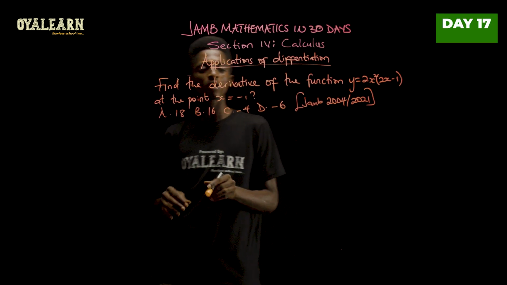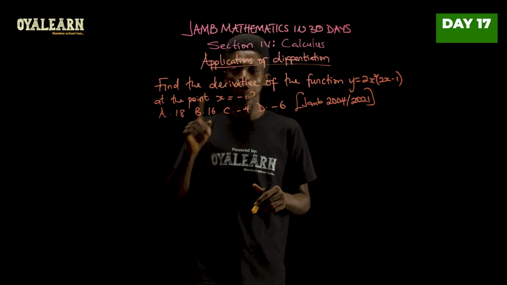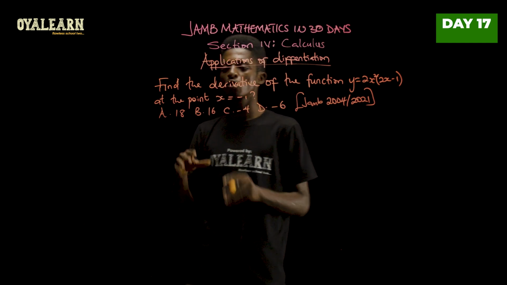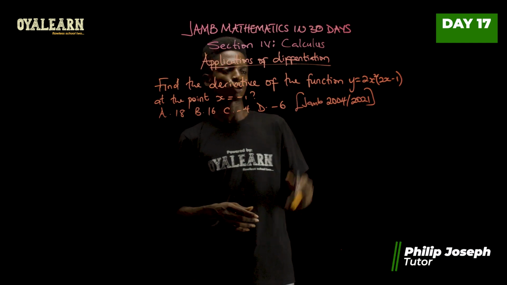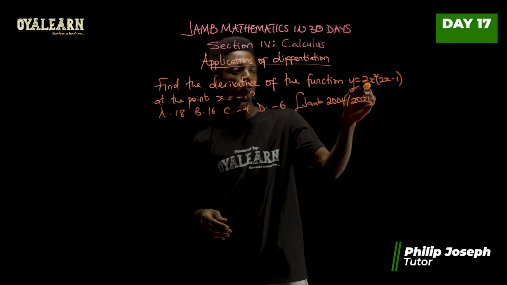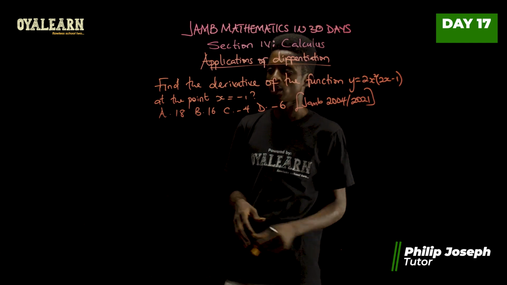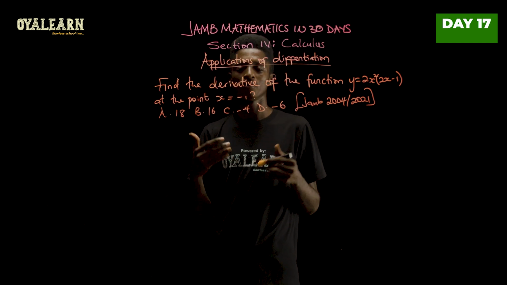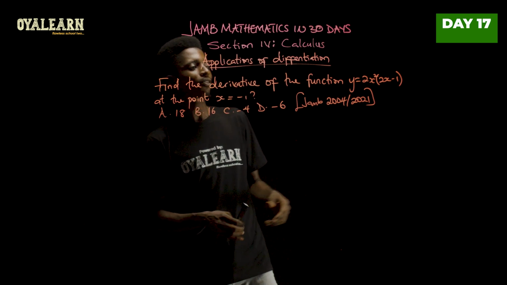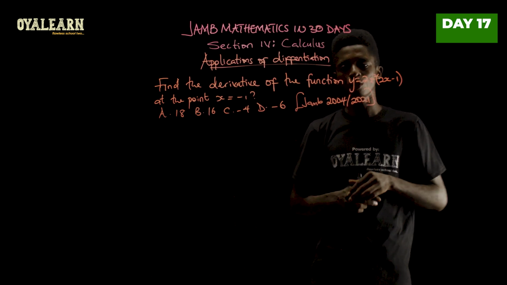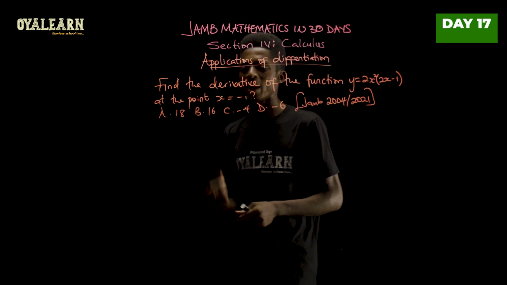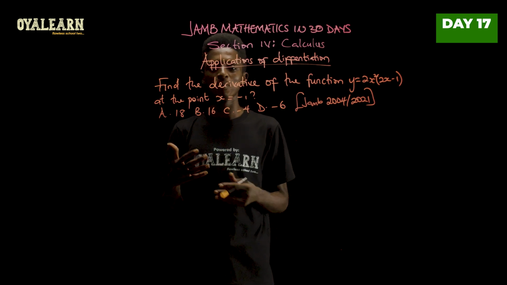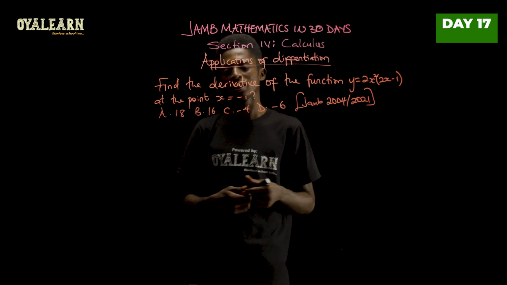Now, this is a question from Jamb 2004, which was also repeated in 2021. The question says to find the derivative of the function y equals 2x squared into 2x minus 1 at the point where x equals -1. That is, we're going to find the derivative of this function and then apply it when x is -1. This is where we solve problems that relate to rate of change in this case.